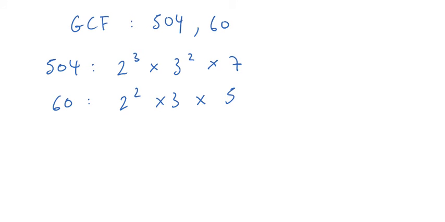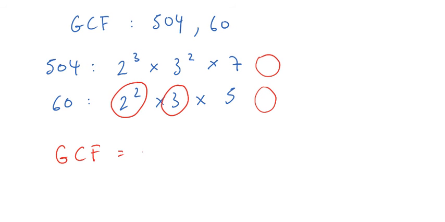Okay, so we said we choose the smallest one of each of those numbers. So, we have 2 cubed and 2 squared. 2 squared is the smallest. 3 squared and 3, 3 is the smallest. 7 and no 7, that will be this no 7 here that we're going to just randomly imagine. And then 5 and no 5, that would be this no 5 here we're going to randomly imagine. So therefore, our greatest common factor is going to be equal to 2 squared times 3, which is equal to 4 times 3, which is 12.